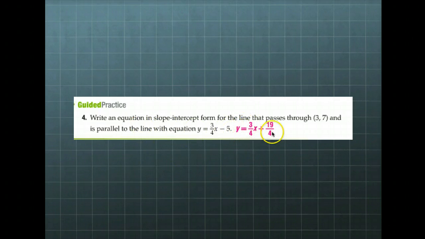I've already got the answer here, so I want you to practice this one to write an equation in slope-intercept form for the line that passes through (3, 7) and is parallel to the line with the equation y is equal to 3/4 x minus 5. So if it's parallel, it's got to have the same slope. So go into point-slope form and substitute in that point.